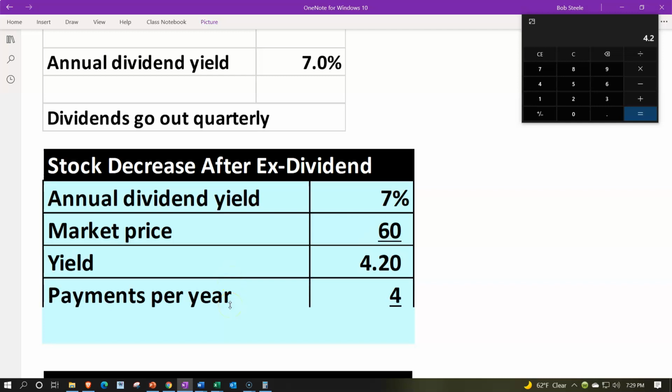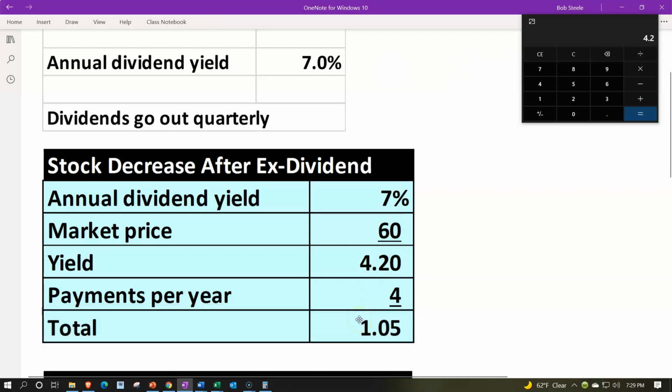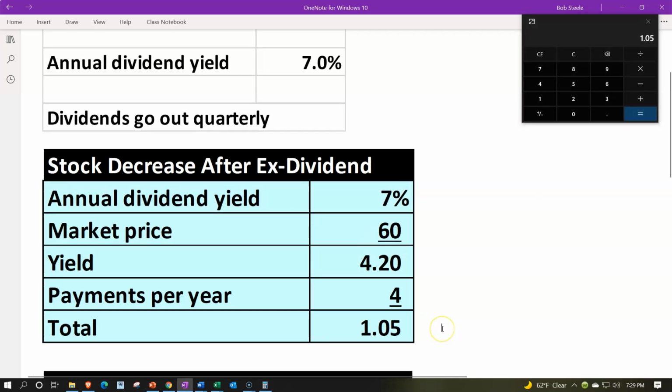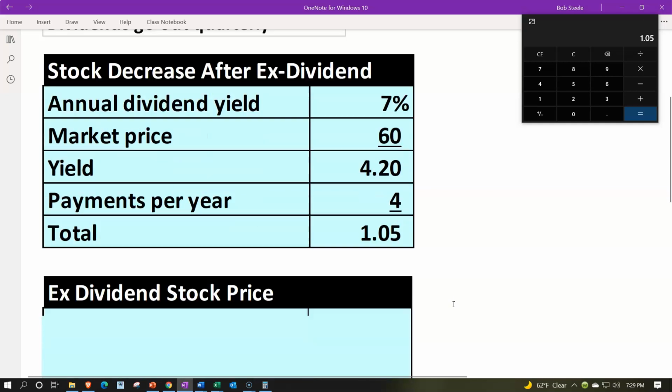That would be the annual amount because we had the annual dividend yield given. And now we need to take into consideration the fact that the dividends are paid out quarterly. So we'll take that 4.20 and divide it by 4, and that's going to give us $1.05. So we're going to say that the next dividend is $1.05 for the quarterly dividends.